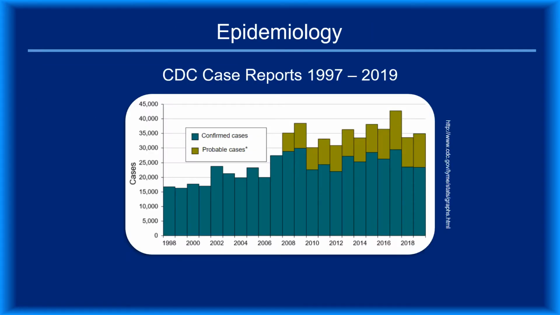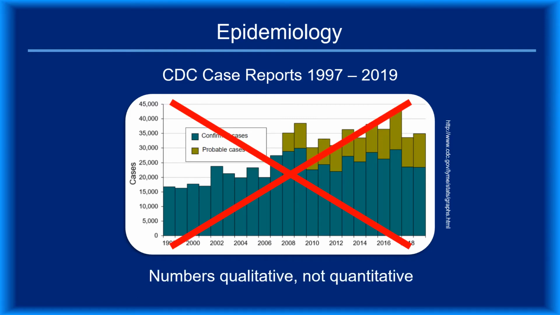So, from an epidemiologic perspective, what do we know about Lyme disease? This bar graph depicts more than 20 years of CDC surveillance data, and it demonstrates a trend for increasing case numbers that appears to be leveling off. It's important to understand that these values are qualitative, not quantitative.